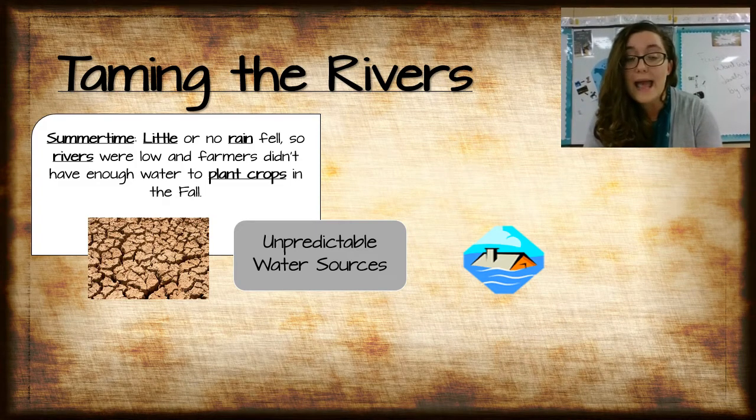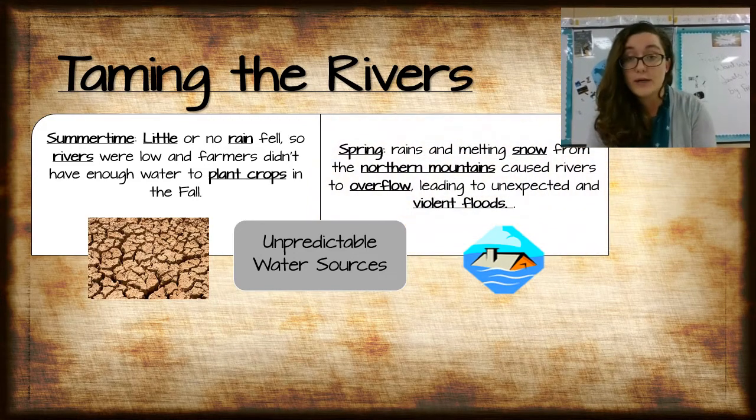So you had not a surplus, but the opposite of a surplus. You had something called a drought, where there just wasn't enough water to go around. Now, the opposite problem happened a lot in the springtime, where you had rains and melting snow from the northern mountains that caused the rivers to overflow. And the thing about this is you couldn't plan for it.